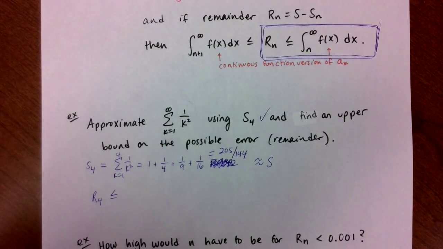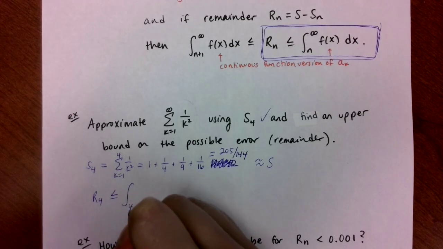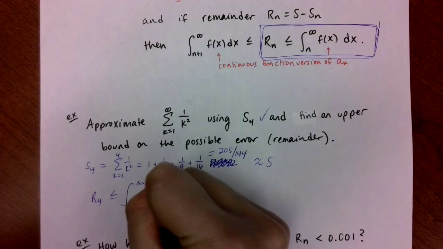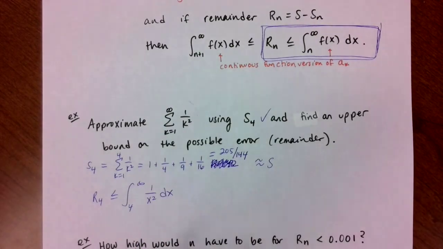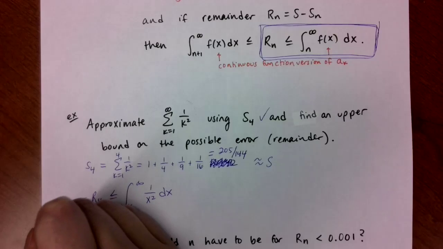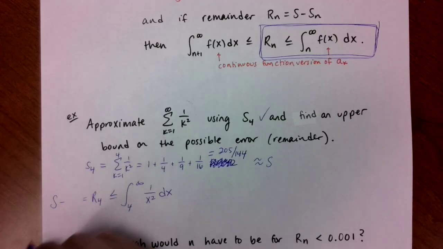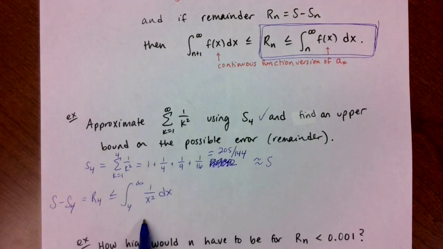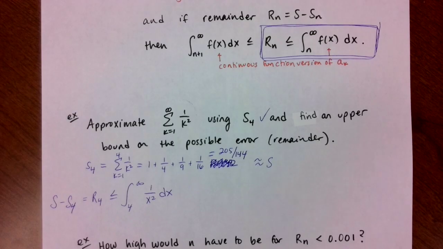will be less than or equal to the integral from 4 to infinity of the continuous function version of 1 over k squared, which in this case is 1 over x squared. And then just a reminder what R4 represents. This is the difference between the exact sum we're trying to estimate minus the estimate I made. So the smaller this upper bound is, the better, because that means this number is pretty close.